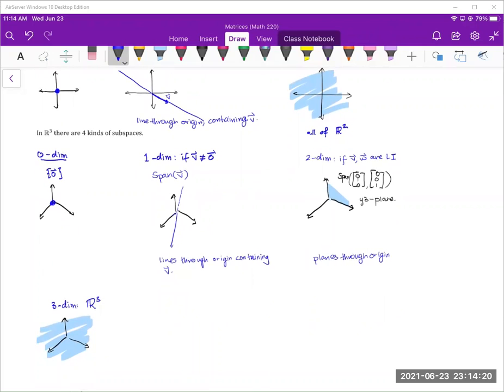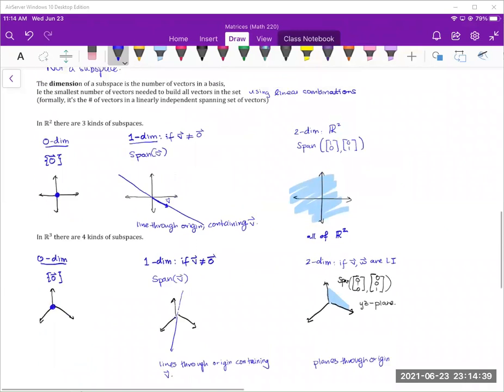Great. So in R4, we're going to see zero-dimensional subspaces, one-dimensional subspaces, two-dimensional subspaces, three-dimensional subspaces, and all of R4. So we'll see these three-dimensional subspaces as like copies of R3 living in R4. All right, very good.